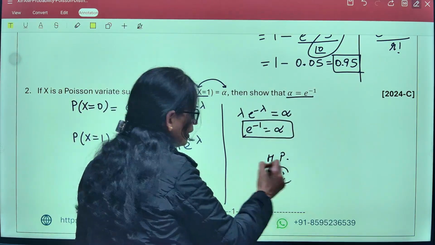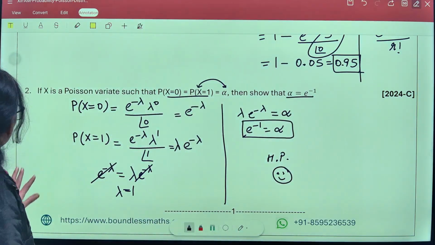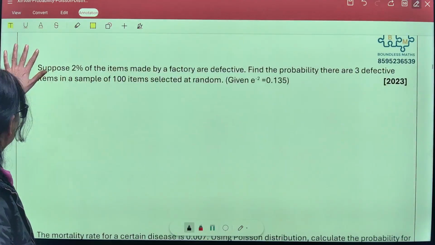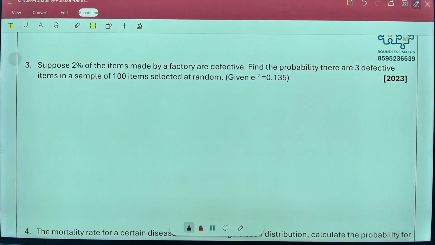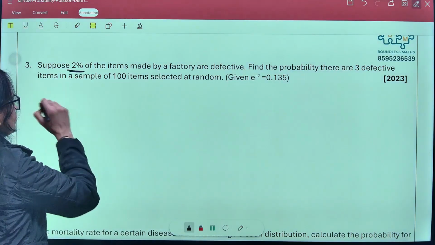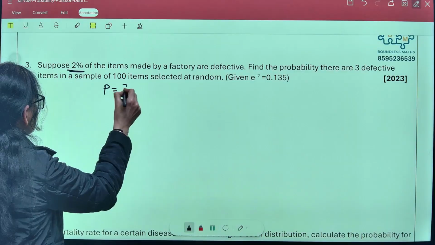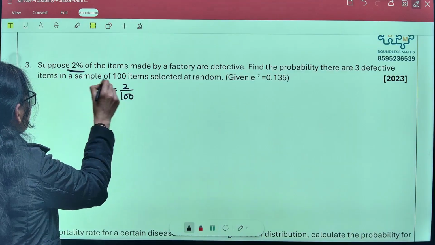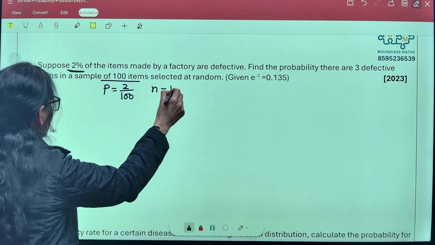Done? Easy? Great. So let's move to the next question. Suppose 2% of the items made by a factory are defective. Find the probability there are 3 defective items in a sample of 100 items selected at random. Now, how many items are defective? 2%. So that means the value of P is 2 by 100. Sample size is 100. That means N is 100.